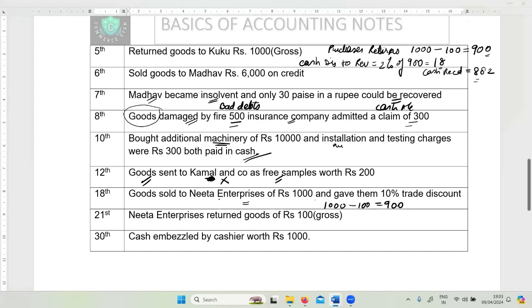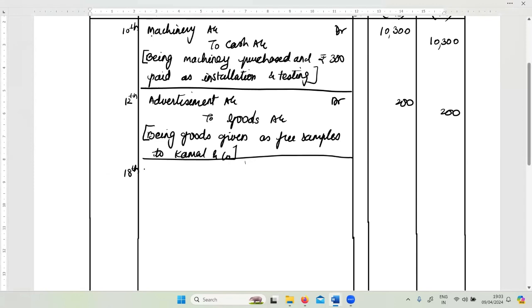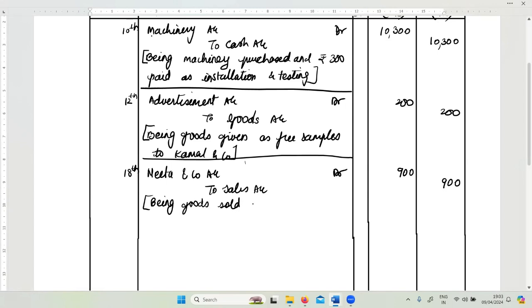So let's write the transaction on 18th. Nita and company account debit 900 rupees directly and to sales account 900. In brackets, we write being goods sold on credit at 10% trade discount. Fine. Goods sold on credit at 10% trade discount.